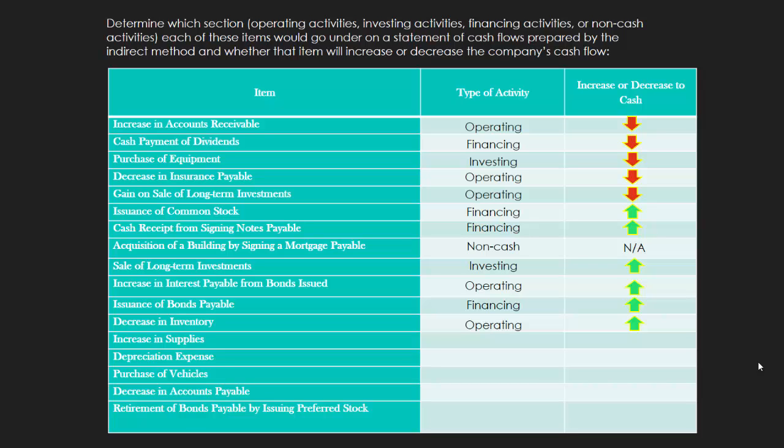Next up, we have an increase in supplies. And supplies, our current asset, will also appear in operating. If our supplies are increasing, that means we bought more of them. If we bought more of them, that means we spent more money. So that increase in our current asset is going to result in a decrease to our cash flow.